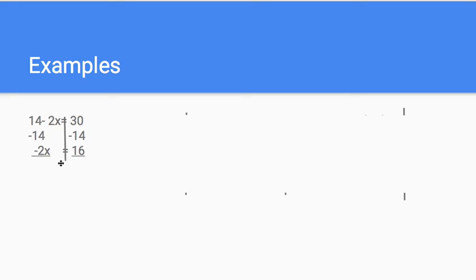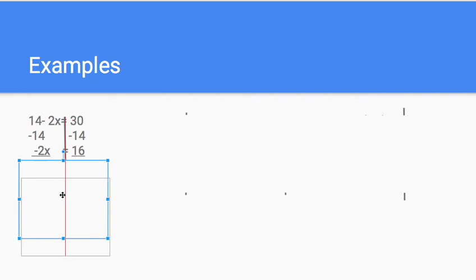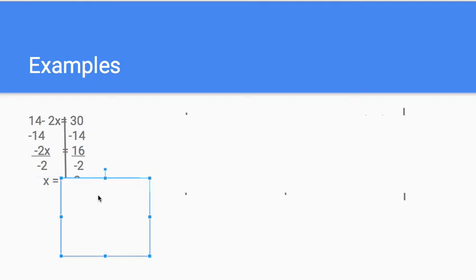Now this is negative 2 times x. To get rid of that, I'm going to divide by negative 2 because the opposite of multiplication is division. And I want to do that to both sides. So negative 2x divided by negative 2 leaves me with just x. 16 divided by negative 2 gives me negative 8.